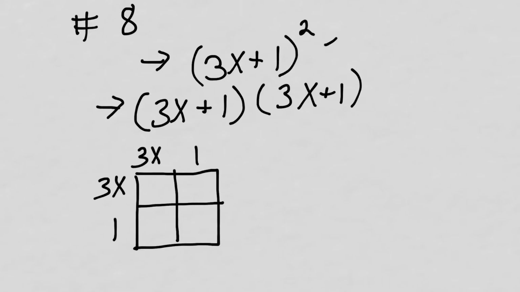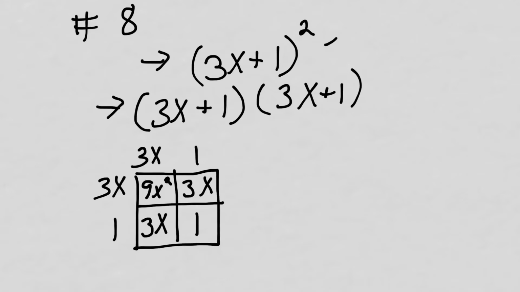All right, but like I promised, I'm going to do half of these by the box method, half by the FOIL method. I've already got my box written up. If I multiply 3x times 3x, I get 9x squared. If I multiply 1 times 3x, I get 3x. And same thing down here, 3x times 1, I get 3x. And finally, 1 times 1, I get 1.